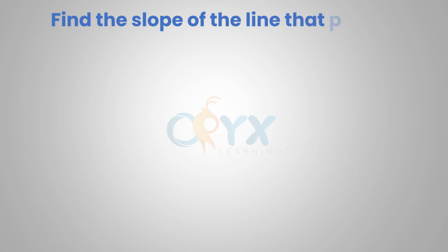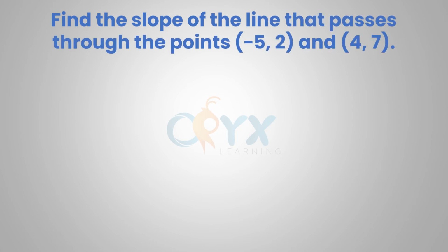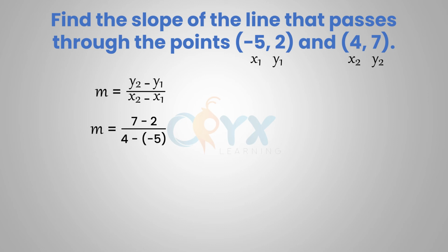Find the slope of the line that passes through the points (negative 5, 2) and (4, 7). Let's first label our points as (x1, y1) and (x2, y2). This will make it easier to substitute into our formula m equals y2 minus y1 over x2 minus x1. Substituting in the values, I'll get m equals 7 minus 2 over 4 minus negative 5. Simplifying, I'll get 5 over 4 plus 5, or m equals 5 ninths. So our slope in this case is 5 over 9.